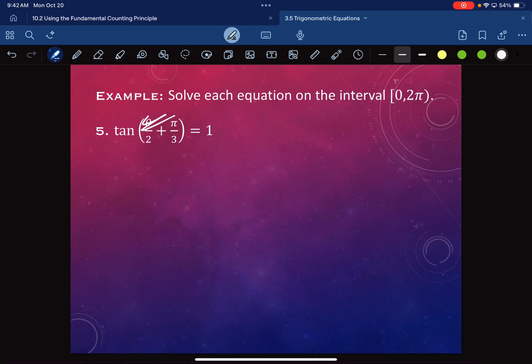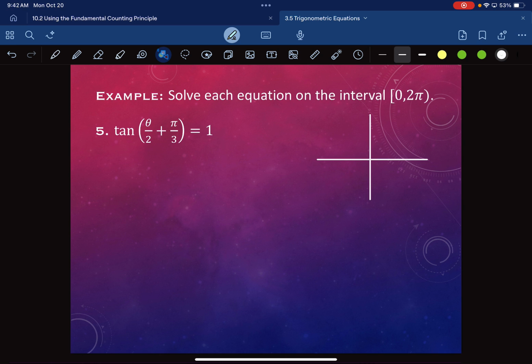So if we just simply ignore what's here for the moment, and it just says tangent of something equals 1, we're back to doing exactly the same thing that we've done before. We need to look at the unit circle. We're going to do that every single time. We're going to look at the unit circle and figure out where on the unit circle this is going to happen. Okay? So that's where we are first. Where on the unit circle do I have tangent values that are equal to 1?